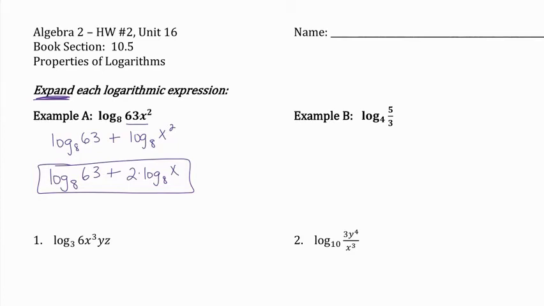So I've got another one here, log base 4 of 5/3. This one I've got division, which means I can separate that into subtraction. So this would become log base 4 of 5, and we always want to do this in order with subtraction, so it's always top minus the bottom, minus log base 4 of 3. And then I only have a 5 and 3, so there's nothing else I can do there. That's as expanded as I can get with that one.